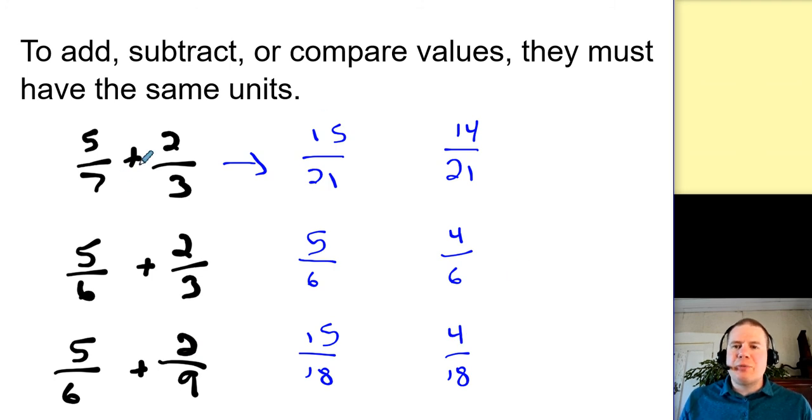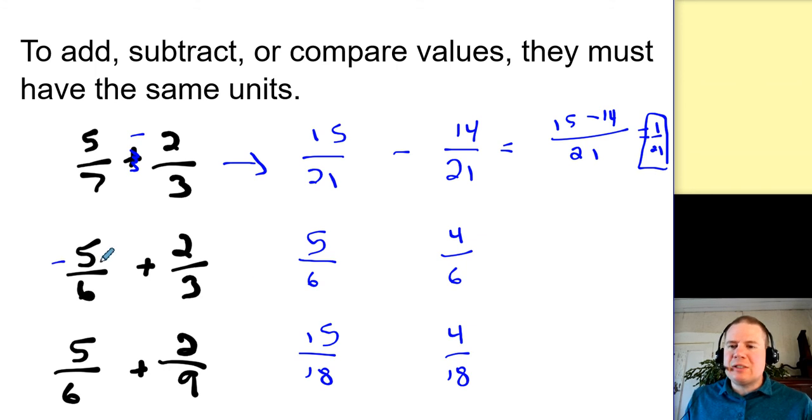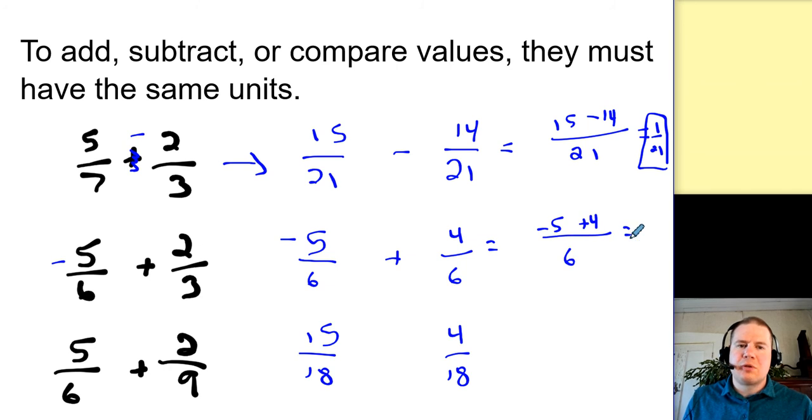Now, if instead of a plus sign, I put a minus sign in here, well, that's 15 minus 14. Easy. If maybe one of these is a negative, well, then it's a negative. I have negative 5 plus 4, negative 1. Just by coincidence, both of these turn out to be a 1 for the numerator.